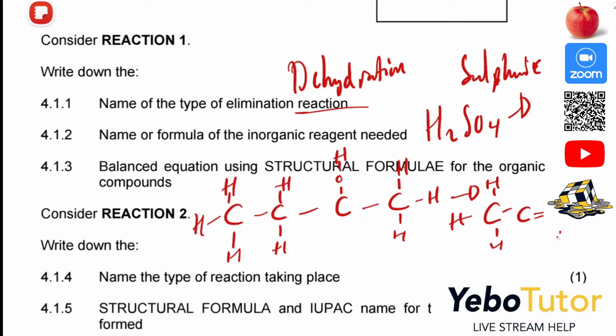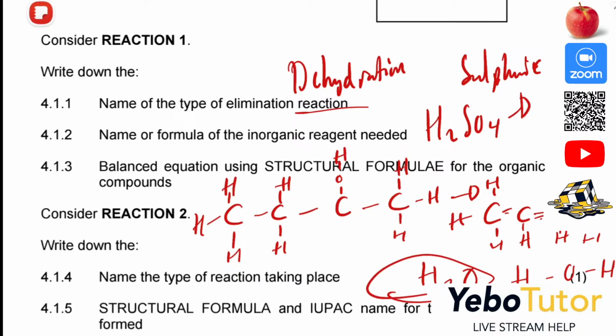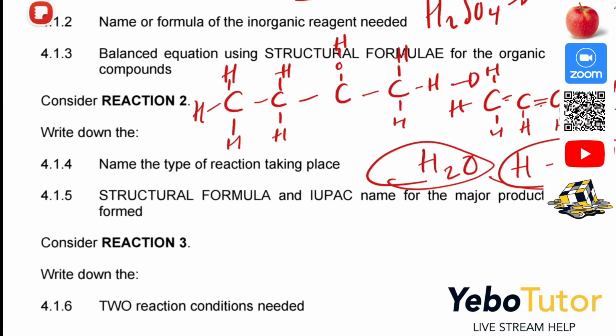1, 2, 3, 4. That's the fourth one. Then the double bond, 1, 2, 3 and 4. Then of course plus our water, H2O, which is the water. Great, that will be our answer for 4.1.3.